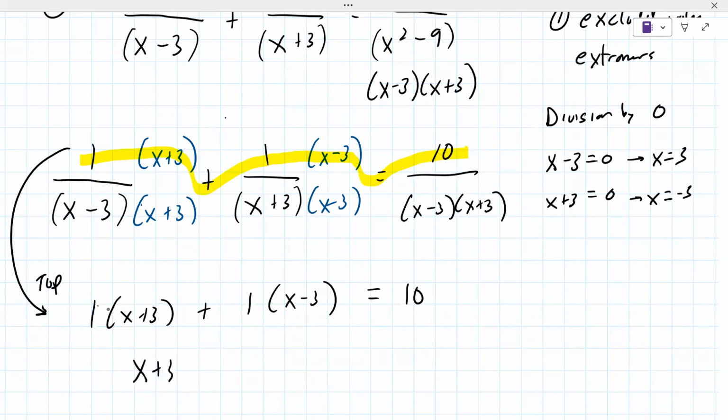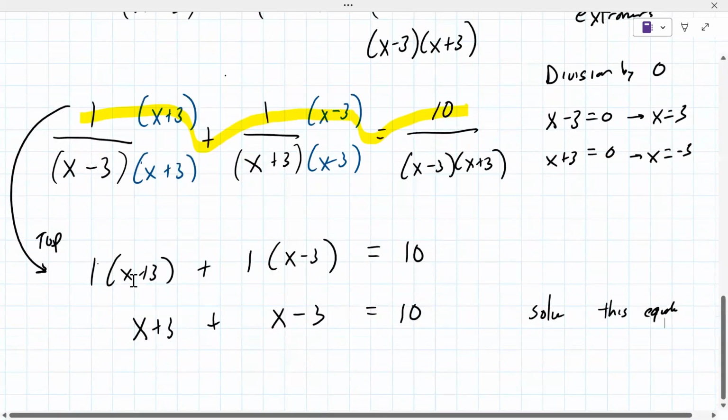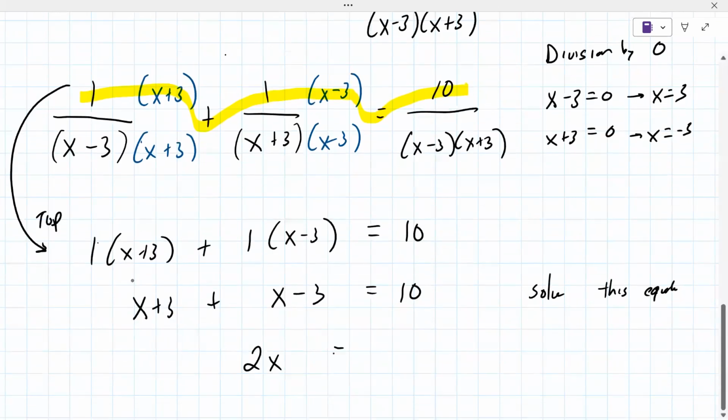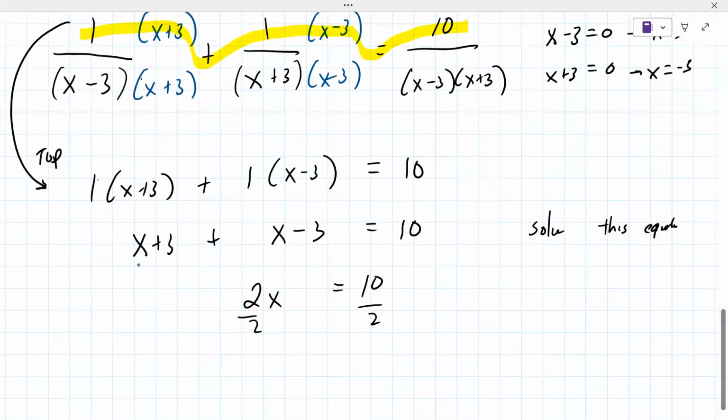So this becomes x plus 3 plus x minus 3 equals 10. And then you solve this equation. This becomes 2x equals 10. Divide by 2, divide by 2. So x equals 5. And then you look to see if it's excluded. And it's not.